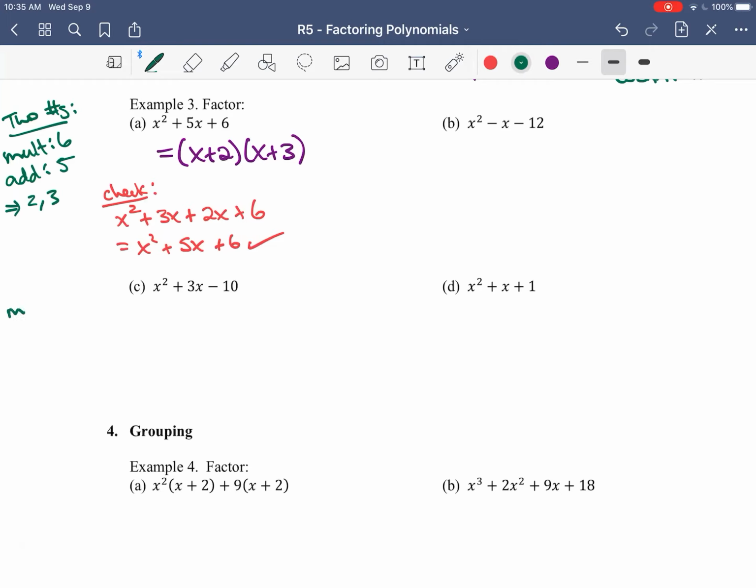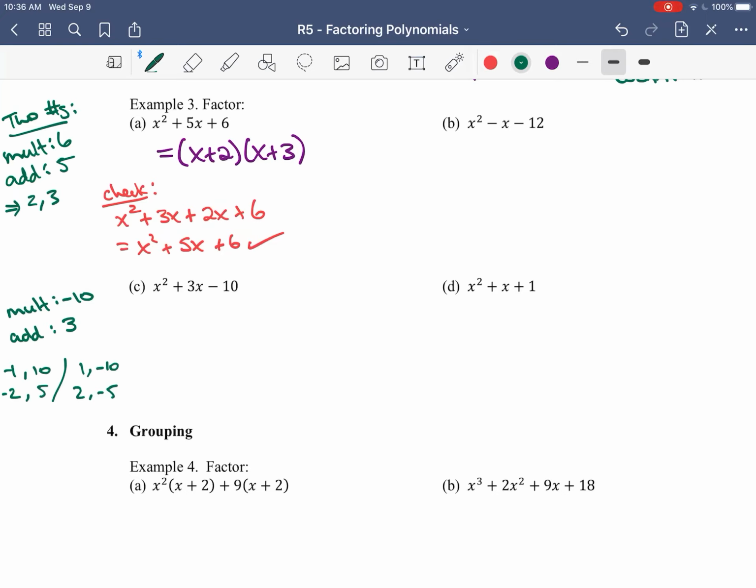So we want to multiply to negative 10 and add to 3. So what multiplies to 10? That's going to be 1 and 10, 2 and 5, and that's it actually. Now when we have a negative 10 here, that means one of the terms has to be negative. So it could be negative 1 and positive 10, or negative 2 and 5, or it could be 1 and negative 10, and 2 and negative 5.